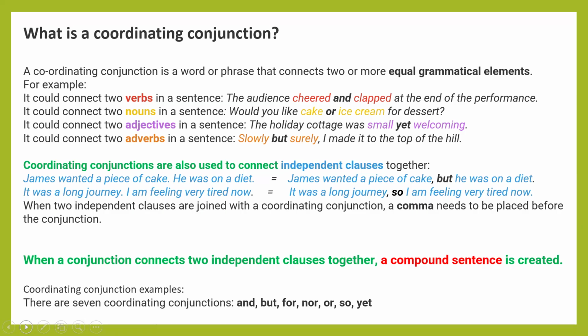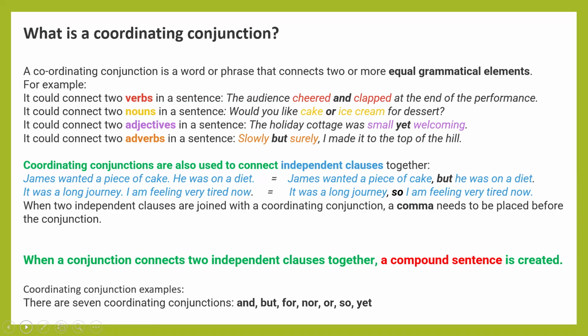James wanted a piece of cake. He was on a diet. How do we connect them with the help of a coordinative conjunction? James wanted a piece of cake, but he was on a diet. In this sentence, I have used a comma after cake. We are going to learn this rule in the next slide. Whenever we are connecting two independent clauses, in the first independent clause, before using the coordinative conjunction, you must use a comma.